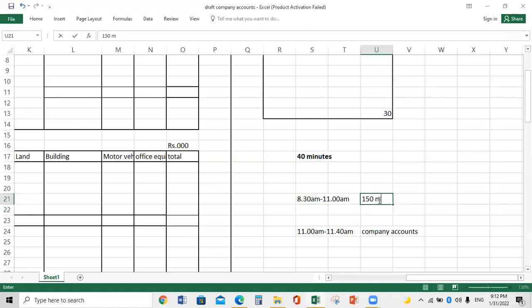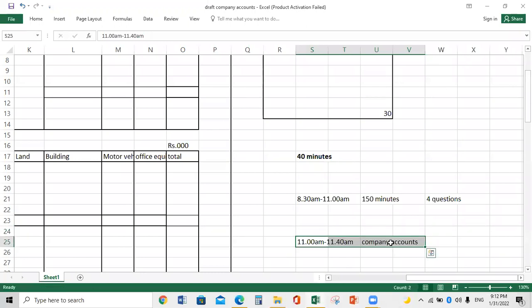For these 150 minutes, how many full questions should you do? 4 full questions. Quickly divide and tell me how many minutes for one question. For one question, you say 37.5. Let's keep it as 35 minutes, because 1-2 minutes you can just keep extra. If you don't have time, you can take that. So let's keep it at 35 minutes.